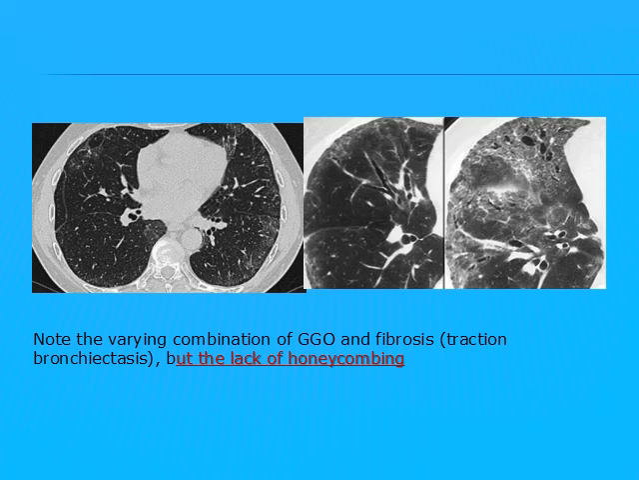NSIP is actually of two types. One is called cellular and the other is called fibrosing NSIP. Cellular, if we see ground glass opacities without signs of definite fibrosis such as traction bronchiectasis, distortion of the fissures, distortion of the lung parenchyma. Fibrosing type, if we see ground glass opacities associated with traction bronchiectasis, bronchiolectasis, and other signs of fibrosis except for honeycombing.